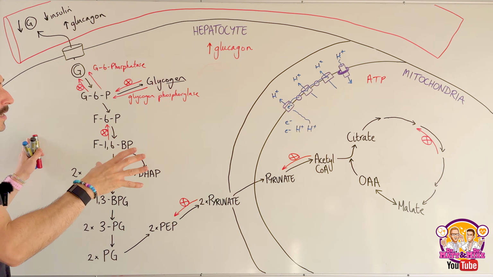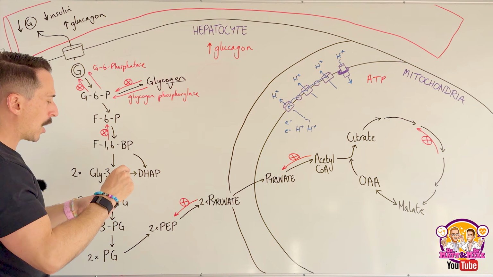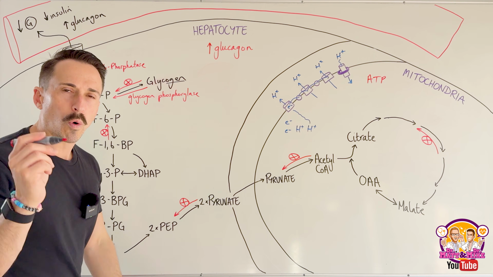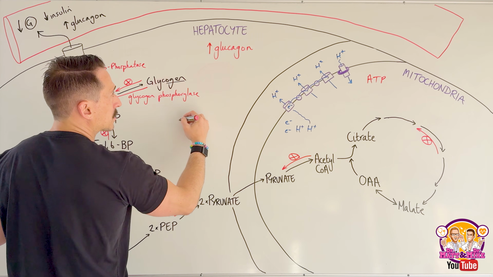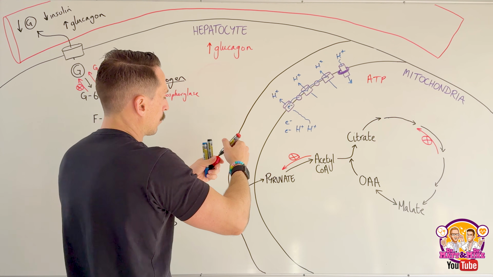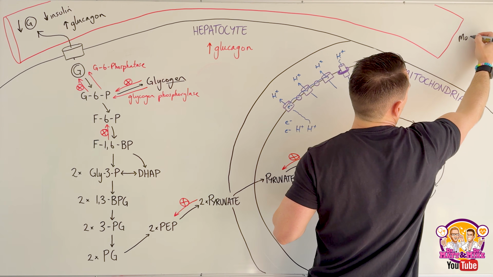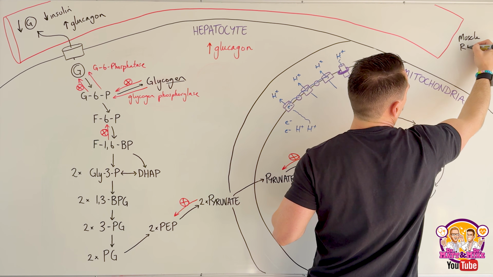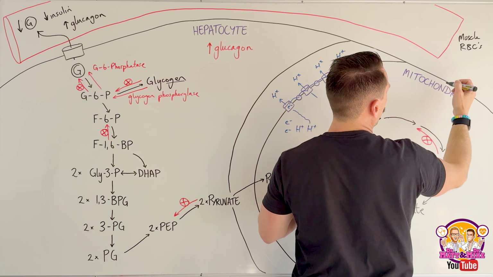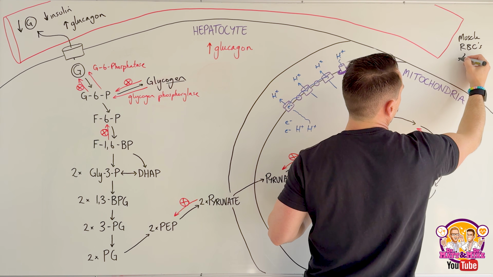So we can't just turn everything backwards. So what the liver does is it goes, okay, I know what to do. I know that what the muscle, so remember, outside of here, right? Our muscle and our red blood cells, they will produce lactate.